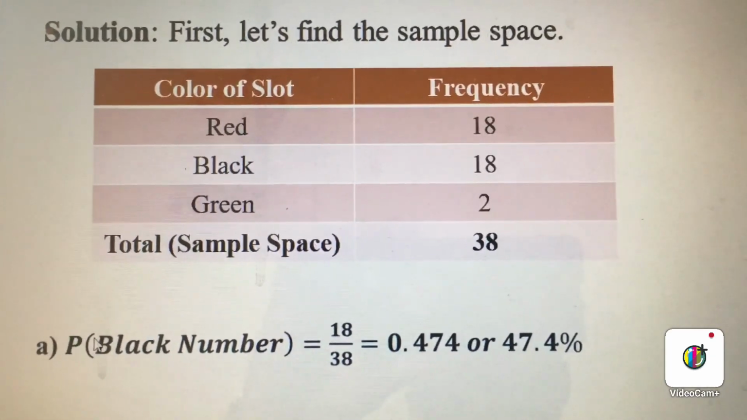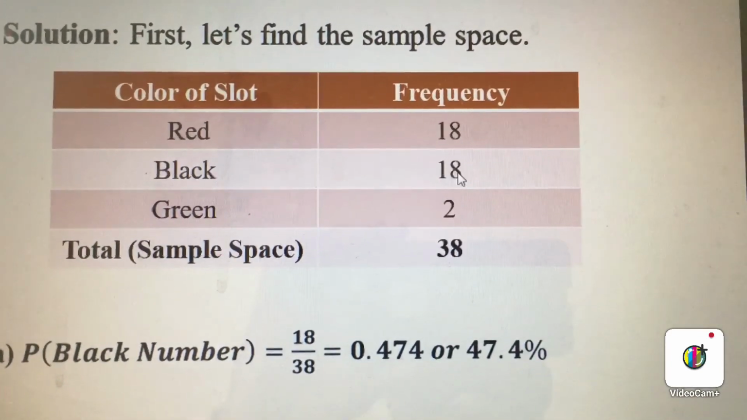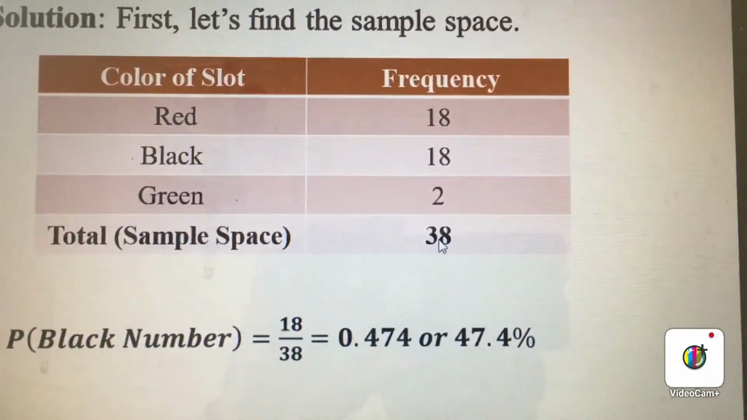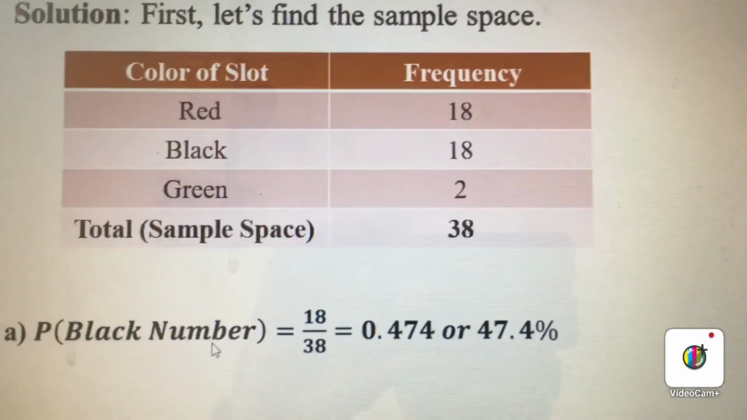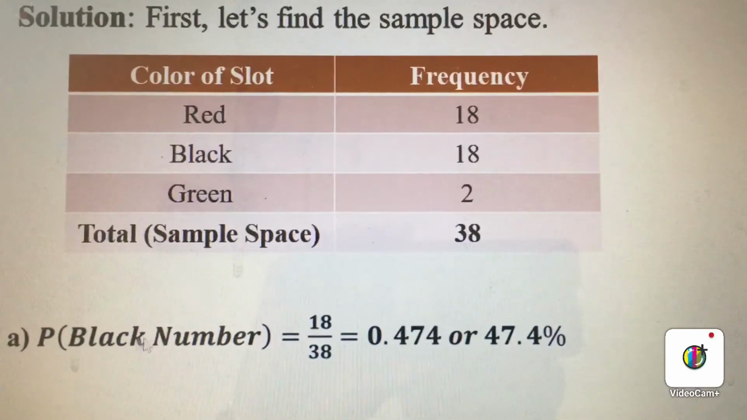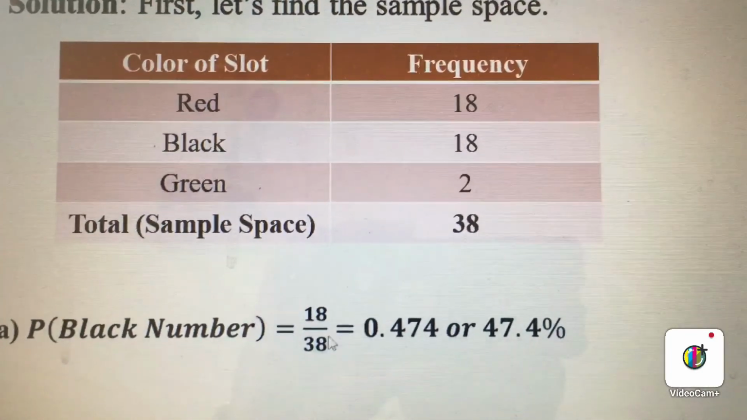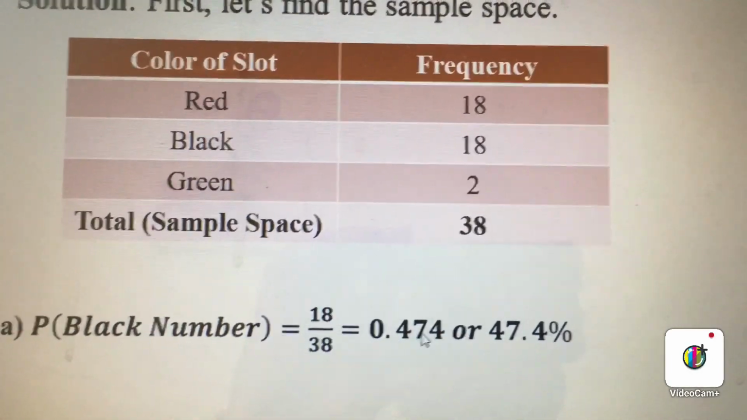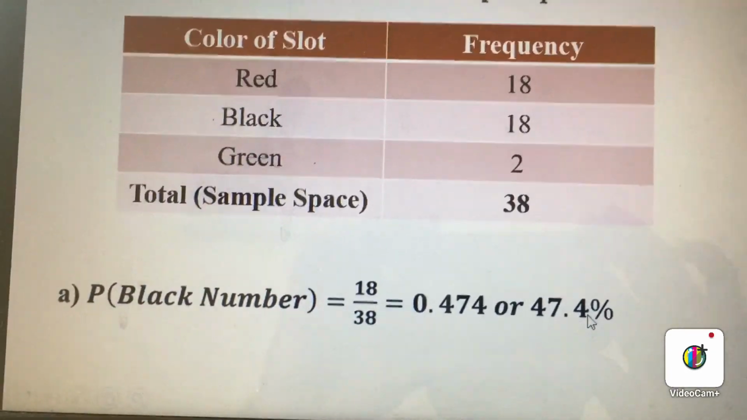The probability that it falls on a black number: how many blacks do we have here? 18. So out of 38 slots, the chance is 18 out of 38, which means that the probability that the ball falls on a black number is 18 out of 38, which is 0.474 or 47.4% chance.